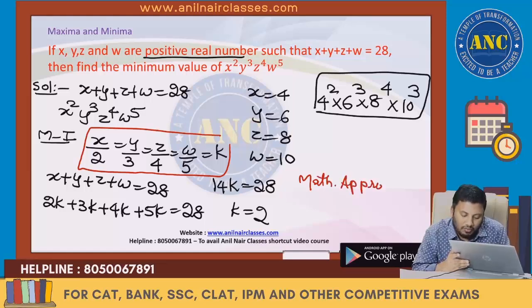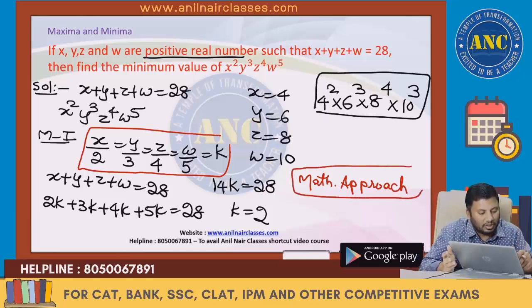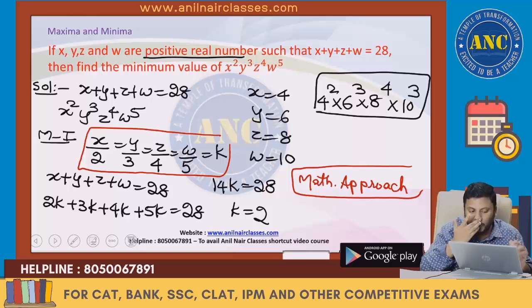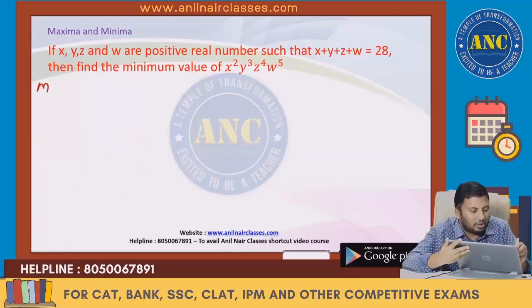Answer is 4 square into 6 cube into 8 power 4 into 10 cube. This is the answer. This is method number 1. I hope it is clear. Method number 2 is nothing but a logical approach.